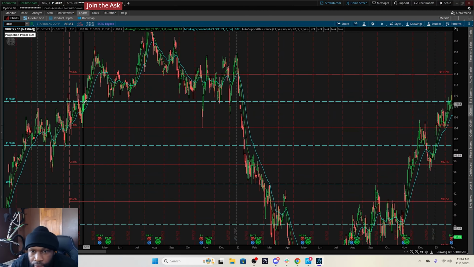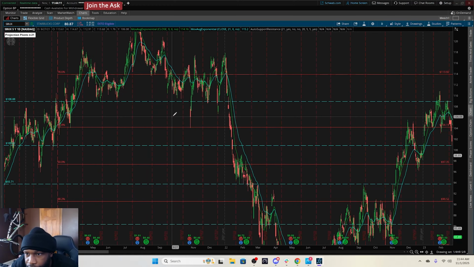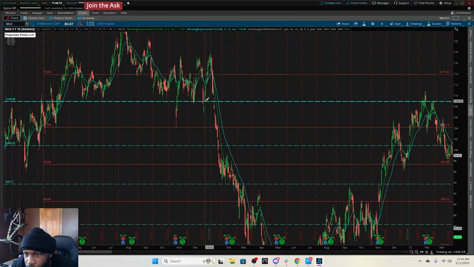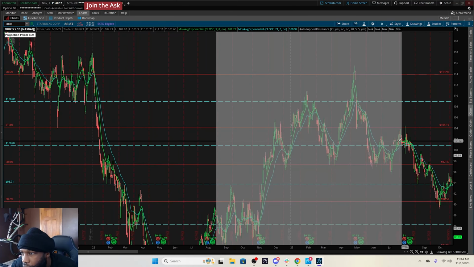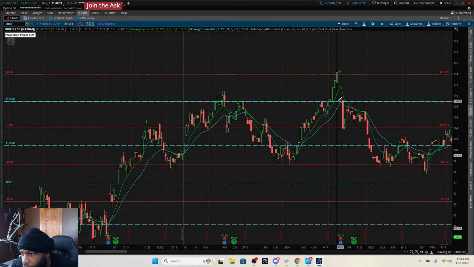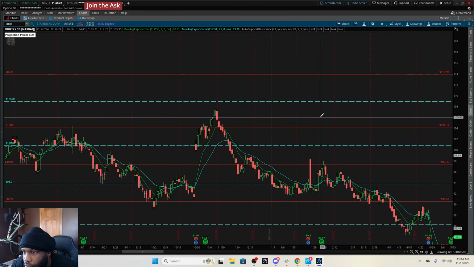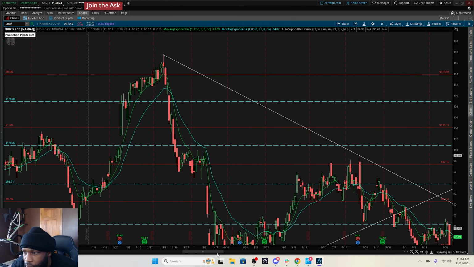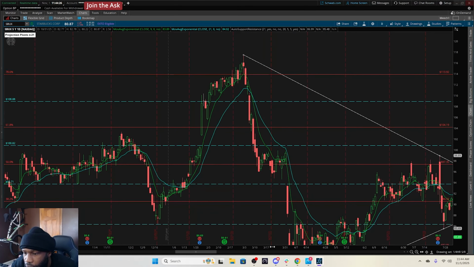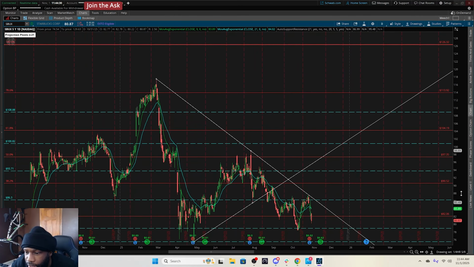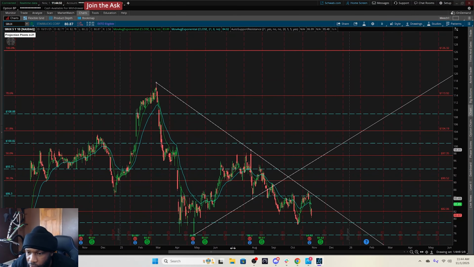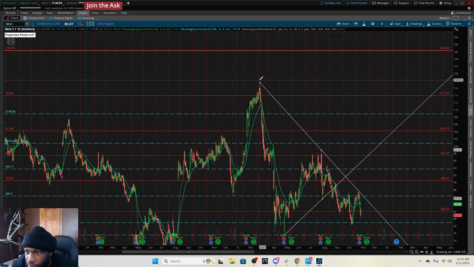$108.88. Resistance, support, resistance. All right. So 108.88 is my next resistance.